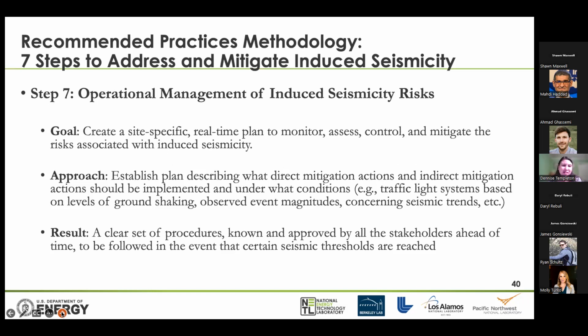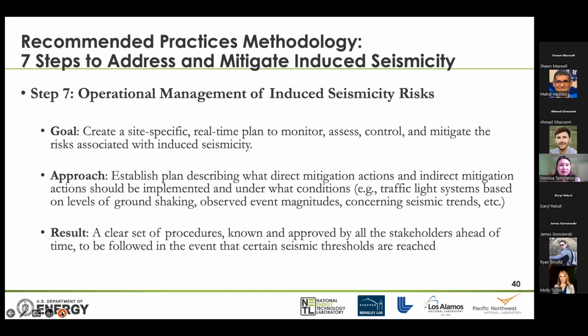Okay, step 7 is the operational management of induced seismicity risk. So the goal here is to create a site-specific real-time plan to monitor, assess, control, and mitigate the risks associated with induced seismicity. Our approach here is to establish a plan describing what direct mitigation actions, for instance, pressure, and indirect mitigation actions should be implemented.